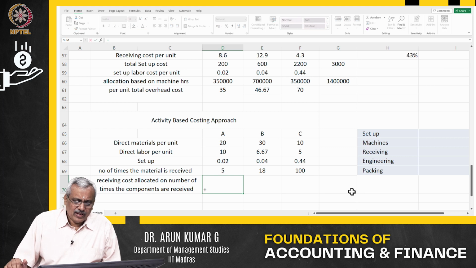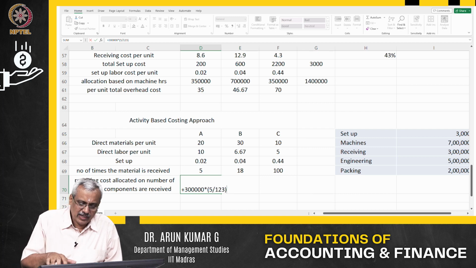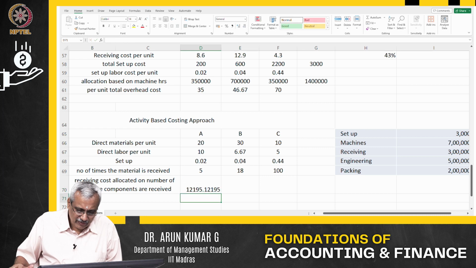So what happens? For A, the 300,000 or whatever it is, that is the cost in this particular case, that is 300,000 into 5 divided by 123. Why 123? 100 plus 18 is 118, and 118 plus 5 is 123. That is all what we are talking about.